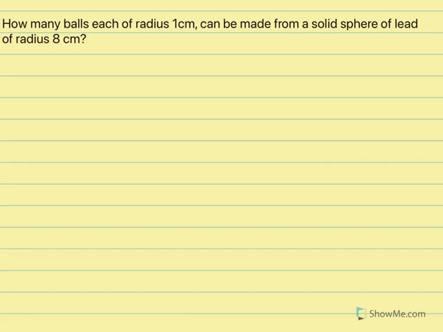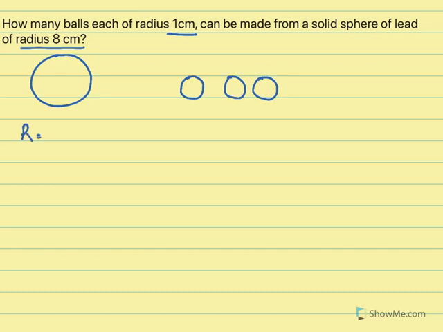How many balls, each of radius 1 centimeter, can be made from a solid sphere of lead of radius 8 centimeters? So in this sum we have a large sphere, and this large sphere is melted and made into smaller spheres. The radius of this large sphere is given as 8 centimeters, and the radius of each of these small spheres is 1 centimeter. Now the metal present in the large sphere is then melted into these small little spheres.